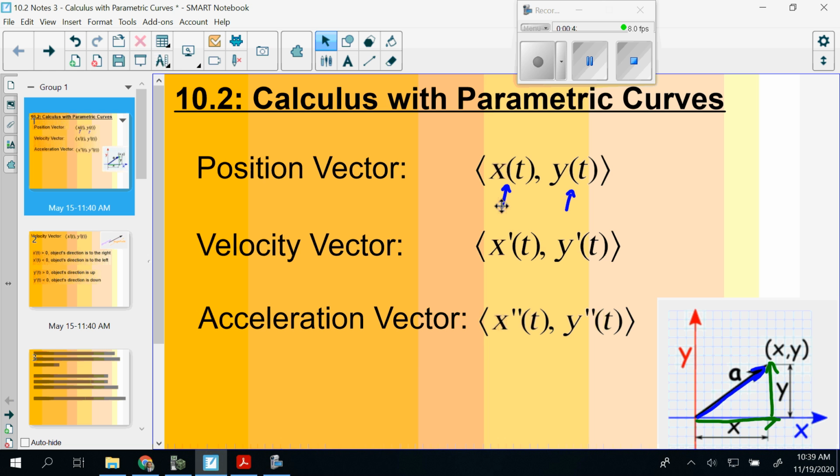Also, from our work with derivatives, we know if we would take the derivative of both of those, that would be our velocity vector showing the horizontal velocity and the vertical velocity. And if you did the second derivative, you would get your acceleration vector, your horizontal acceleration and your vertical acceleration.